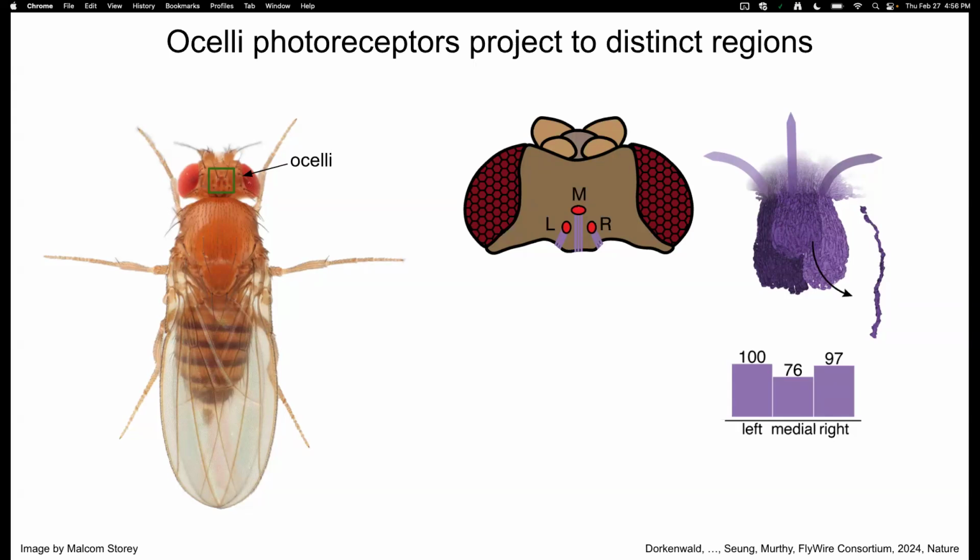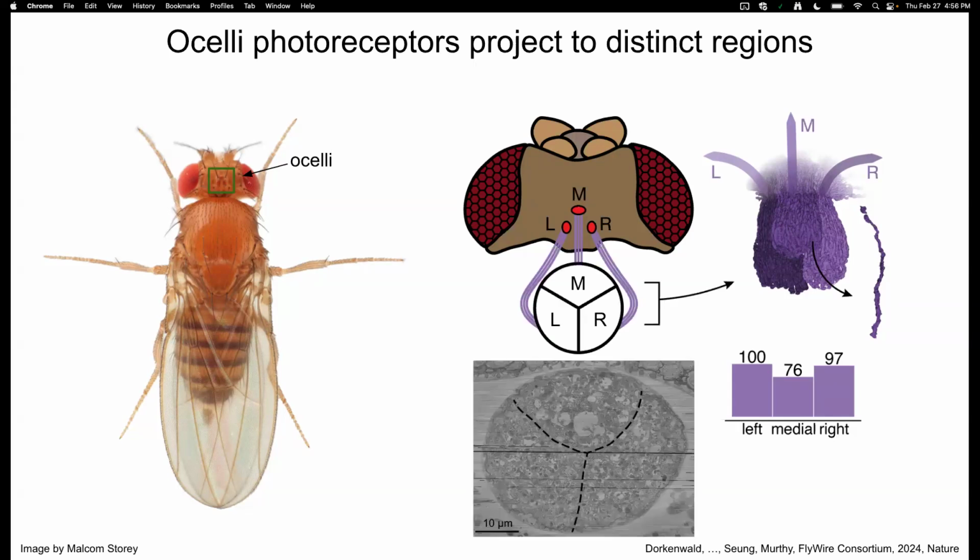And people have hypothesized before that they may be important for stable flight, and I will show you why we think that is indeed the case. So in the brain, we know they come from left, medial, and right eye. To our luck, there is a region, the ocellular ganglion. It's a round region. It has glia sheets dividing it into 3 parts. So we know for every neuron in this region what photoreceptor it receives input from. And so the medial, the left, and the right photoreceptors terminate in these separate regions.